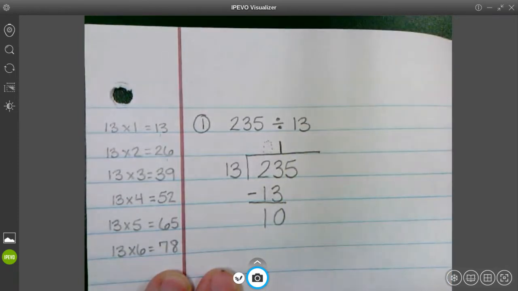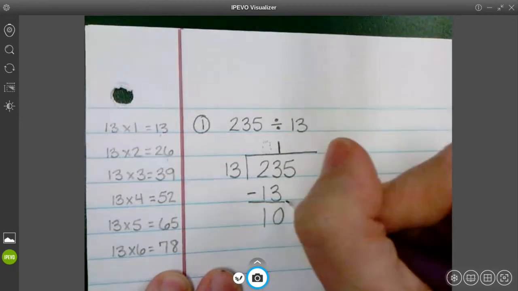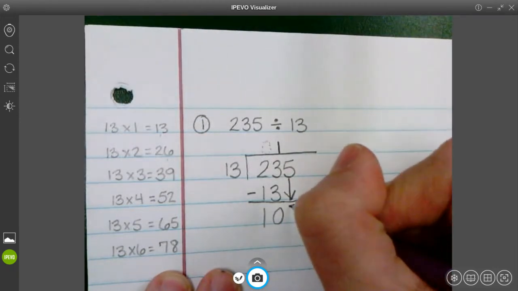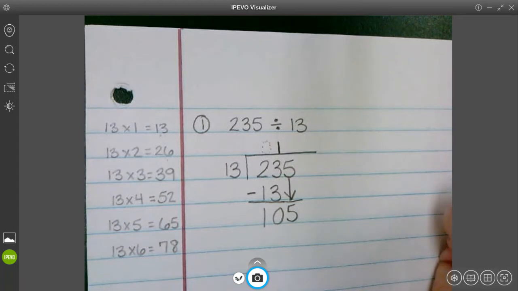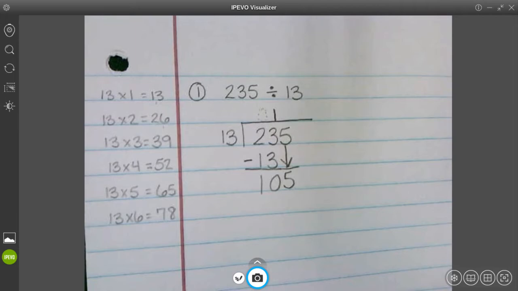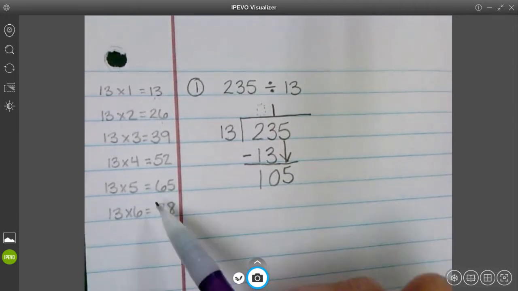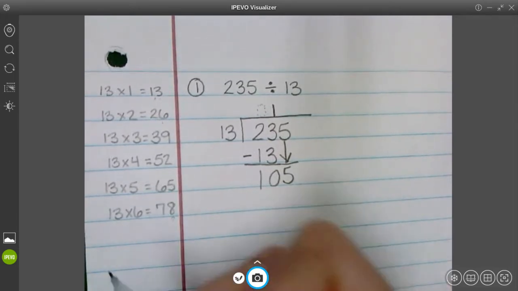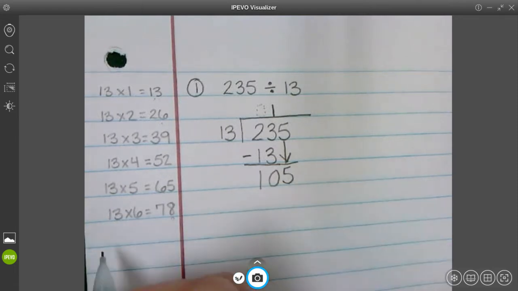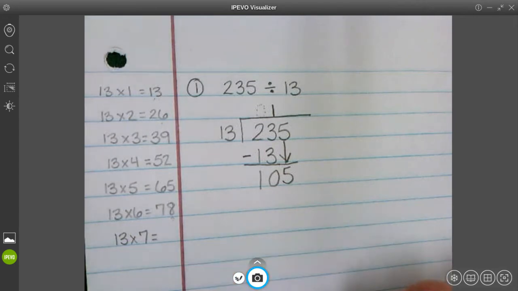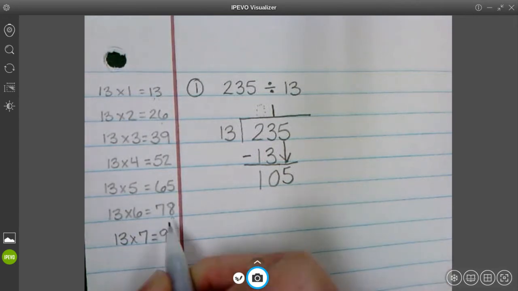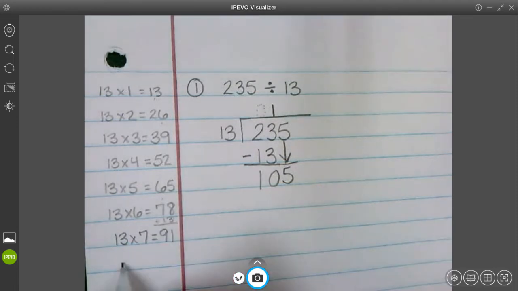Now, this is where we have to remember there's more numbers. And so we have to bring down our 5. And we have to ask ourselves, how many times will 13 fit into 105? Now, this is where I think I'm going to have to keep going a little bit. 13 times 7, you should get 91. Remember, you're just adding 13 each time. 13 times 8, because I think I can still keep going.